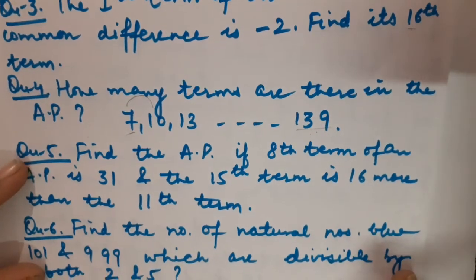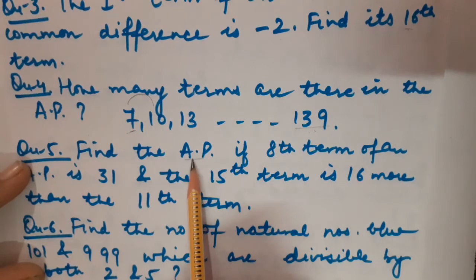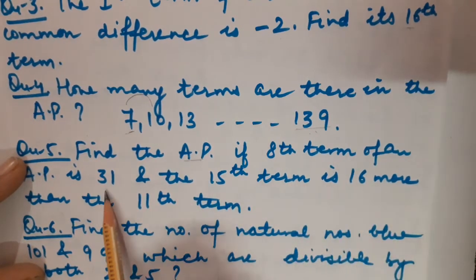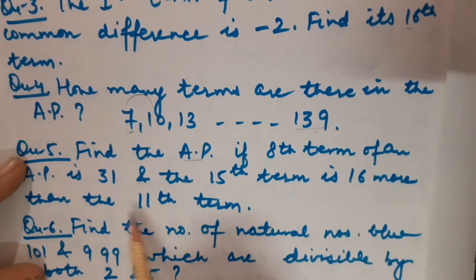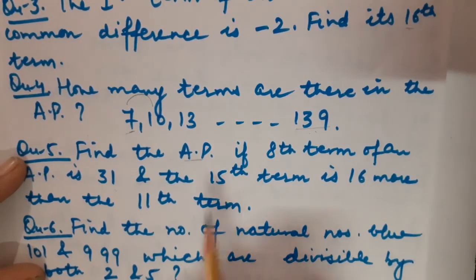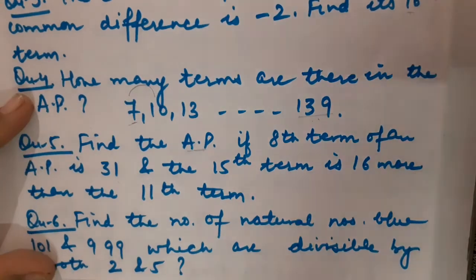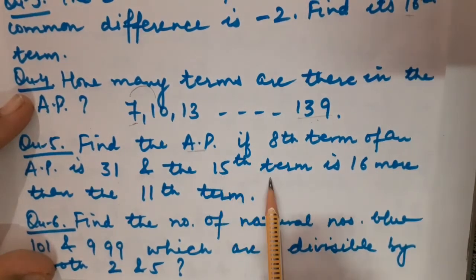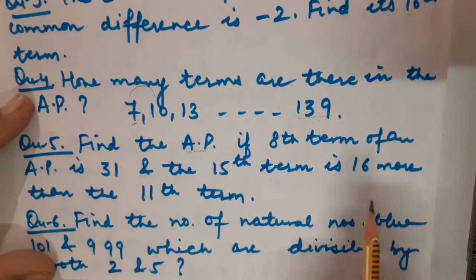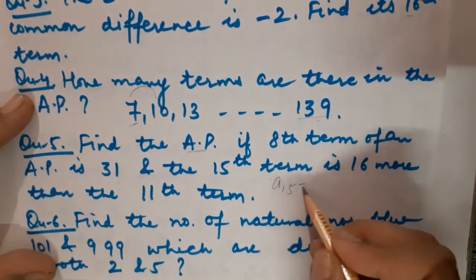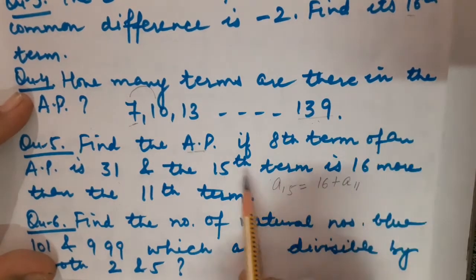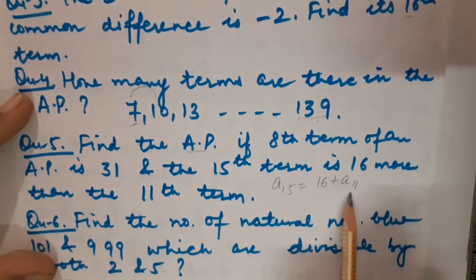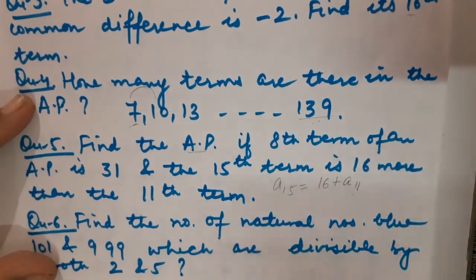Now let us switch to question number 5. We will have to generate an AP if 8th term is 31 and 15th term is 16 more than the 11th term. So can we write like this? So children, as 15th term, that is A15 is equal to 16 more than A11. This is the expression made using this statement. Okay, so let us have a look on its solution.